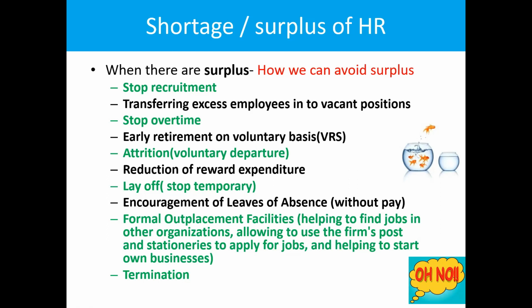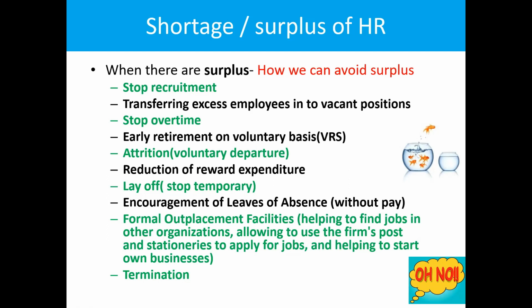Then stop overtime. When we are still having an excess number of employees, the current employees' working time can be reduced. For example, 8 hours can be reduced down to 4 hours, and the rest of the 4 hours can be split among the excess number of employees. So that strategy can be done. Then everyone has a job, right? So that strategy can be done.